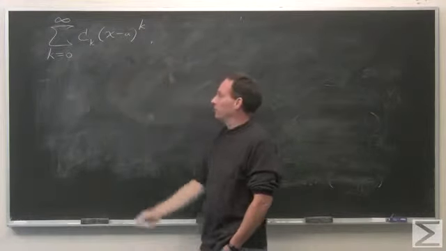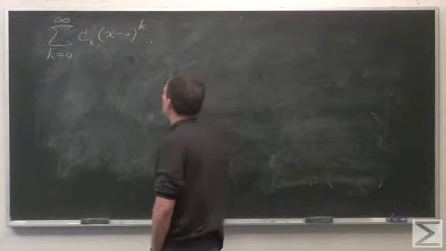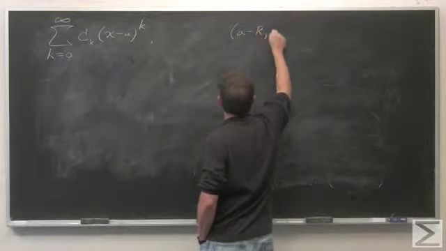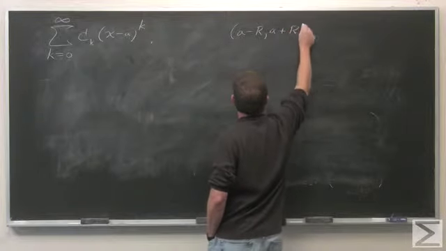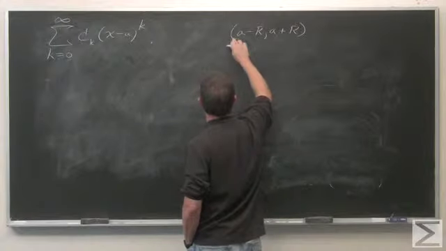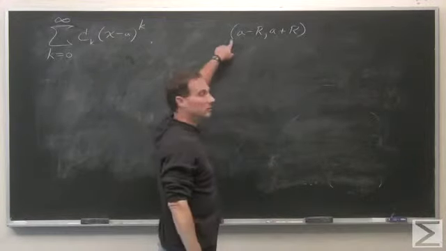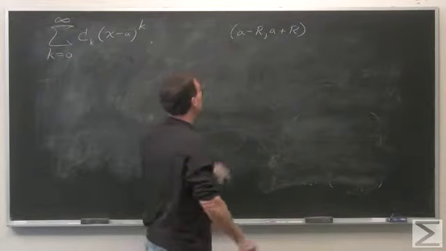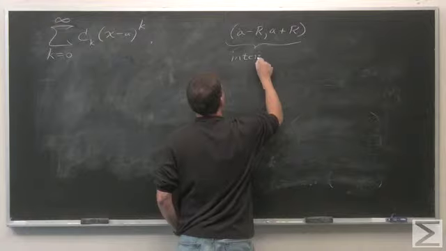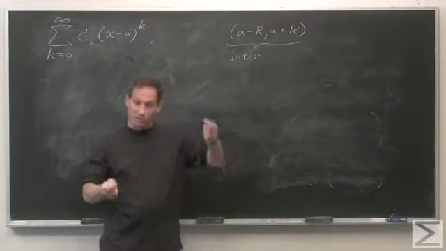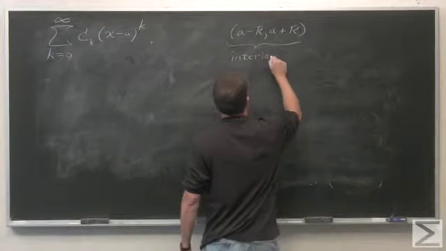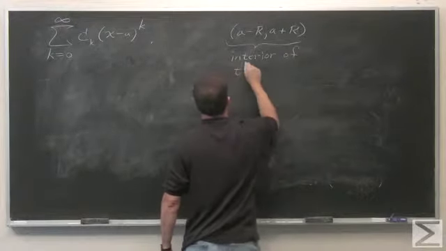This converges on its interval of convergence. So regardless of which of the four choices you take for whether you include the endpoints or not, assuming r is not 0 or infinity, this is the interior, the open interval that you get from the interval of convergence if you remove any possible endpoints from the interval. So this is the interior of the interval of convergence.